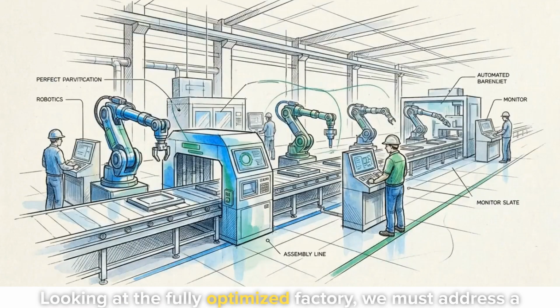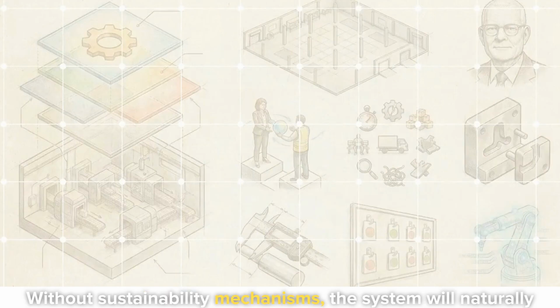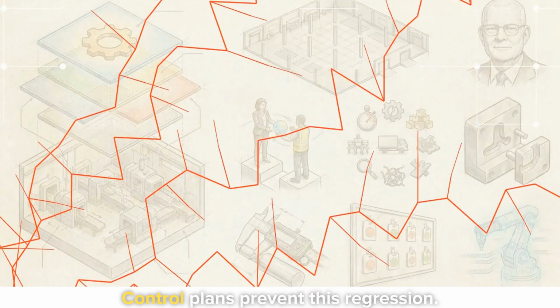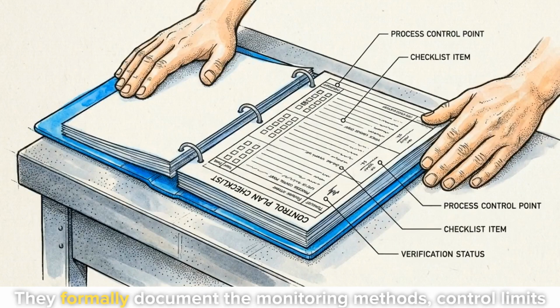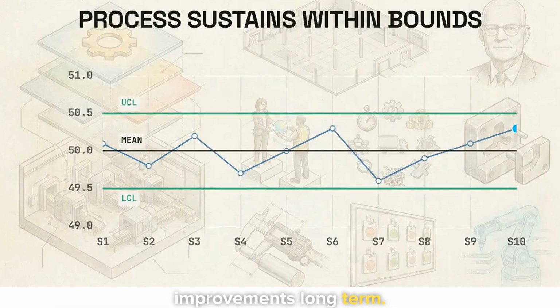Looking at the fully optimized factory, we must address a physical reality. Without sustainment mechanisms, the system will naturally regress towards its original entropy. Control plans prevent this regression. They formally document the monitoring methods, control limits, and reaction protocols required to standardize these improvements long-term.